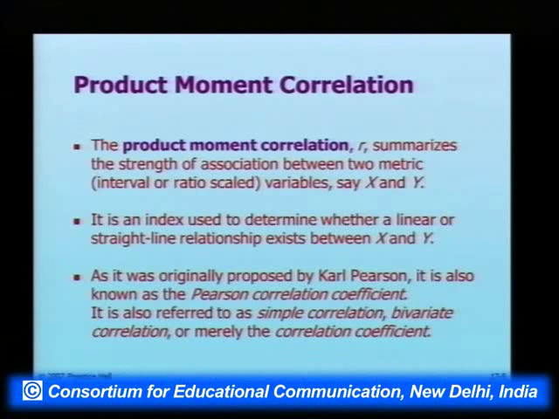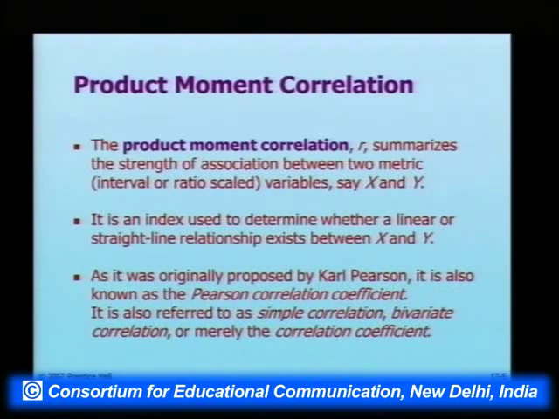The product moment correlation, which is denoted by small r, summarizes the strength of association between two metric, interval or ratio scale variables, say x and y. A very important thing we can note from yesterday's lecture, when we were discussing the relationship between analysis of variance, correlation and regression, and analysis of covariance, is that when both the variables, independent and dependent, are on a metric scale, either ratio or interval, we should do correlation or regression.